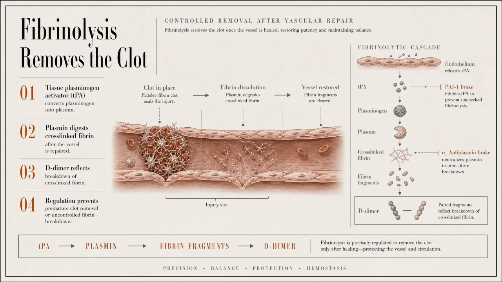When cross-linked fibrin breaks down, D-dimer is released, which is why D-dimer testing tells us that clot formation and breakdown have occurred. Fibrinolysis is tightly regulated to prevent premature clot loss. It is the cleanup and remodeling phase of hemostasis, ensuring the system can return to normal.